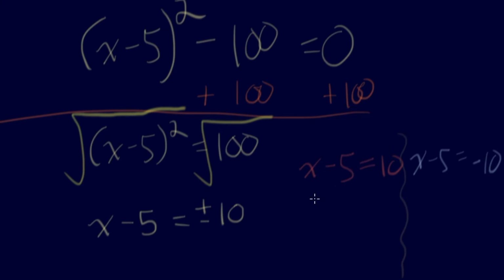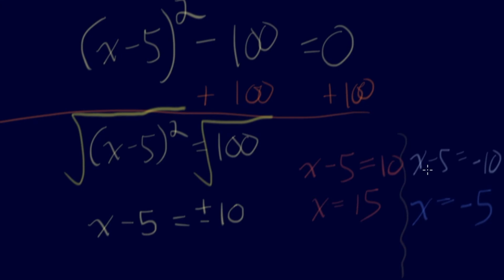So dealing with the first situation, I'm going to add 5 to both sides. So x would just simply equal 15. And over here, I'm going to still add 5 to both sides. And you're going to end up with x being equal to negative 5. So you get two answers. And those are going to be values of x. So when we start graphing parabolas, this will make more sense. But for right now, we're just trying to figure out what the possible answers are. So 15 and negative 5.